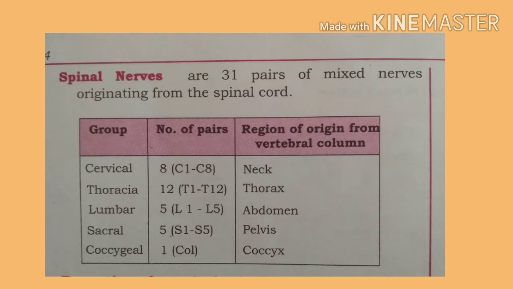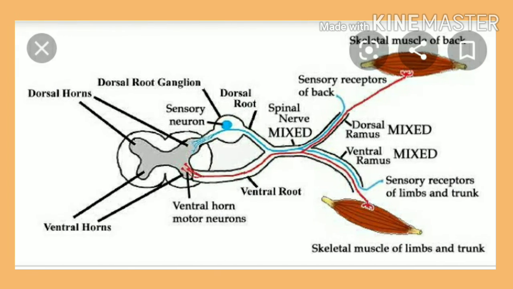When we see the formation of a typical spinal nerve in this diagram, you can see there are different types of nerves: sensory type, motor type and mixed type. All spinal nerves are mixed type, meaning they have some nerve fibers as sensory and some as motor.